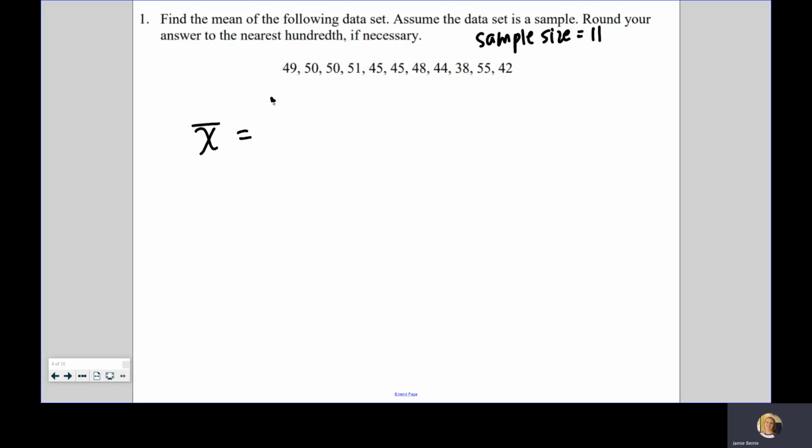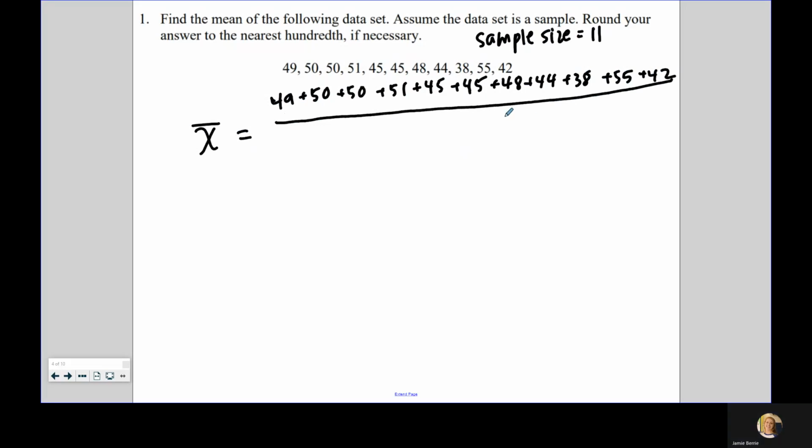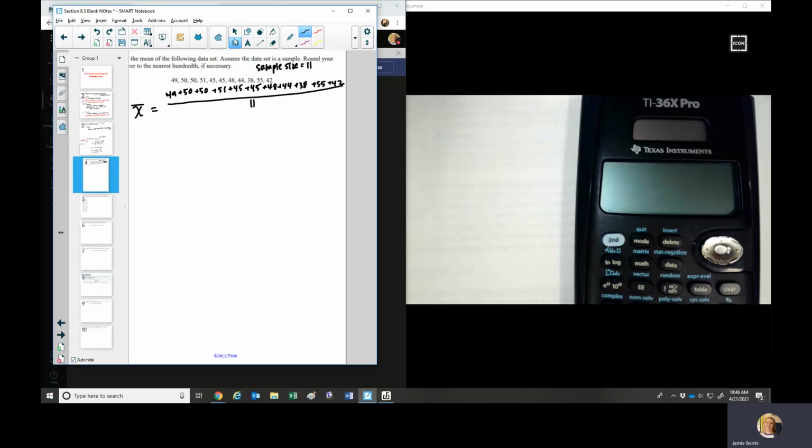All right, so that's the number of data values we're working with. We're going to add up all of our numbers: 49 plus 50 plus 50 plus 51 plus 45 plus another 45 plus 48 plus 44 plus 38 plus 55 plus 42, all over 11. You don't have to write this out. You could just go straight to the calculator and plug it in. I'm just writing it out so you can see what I'm doing.